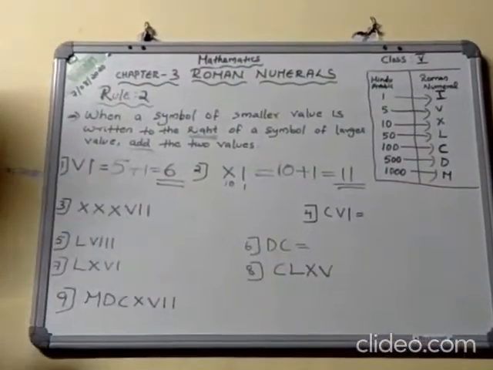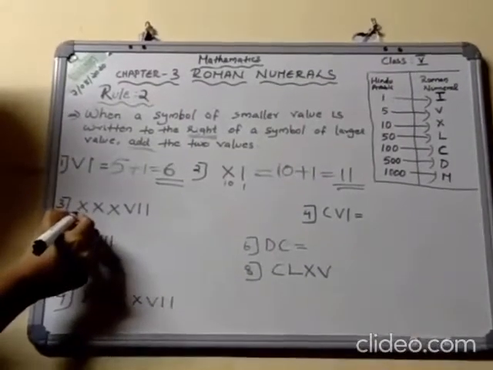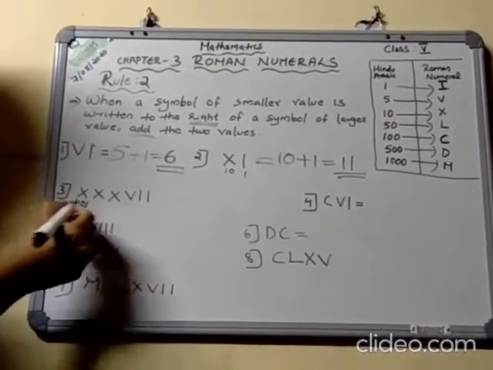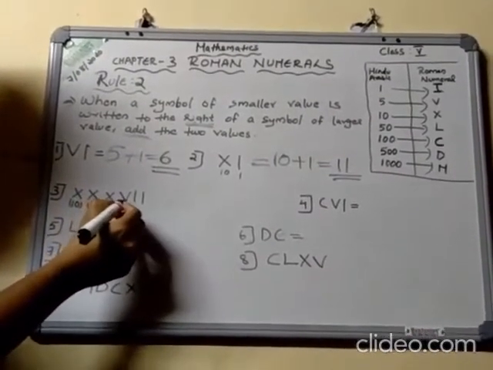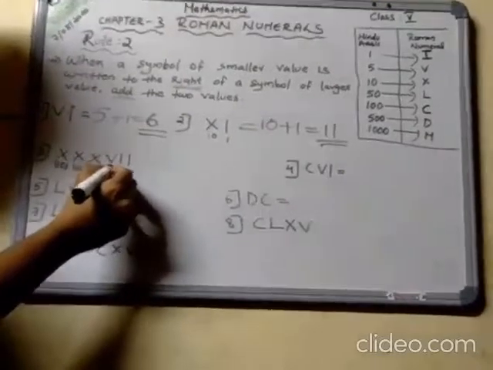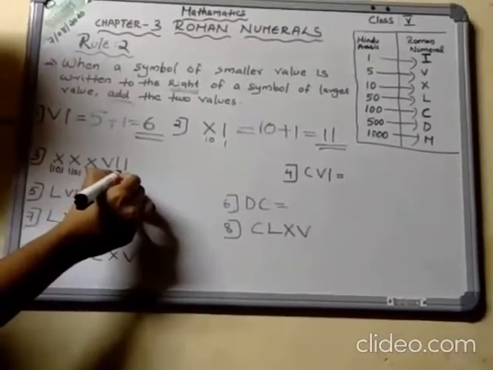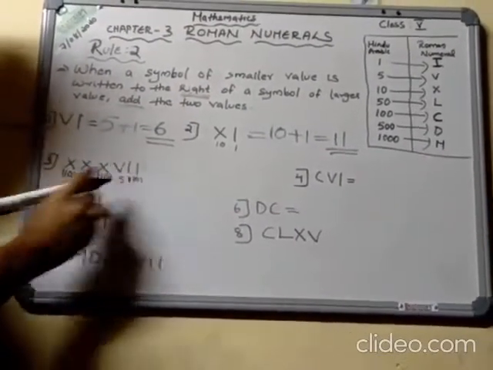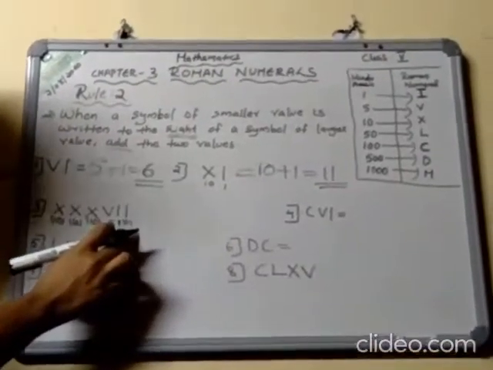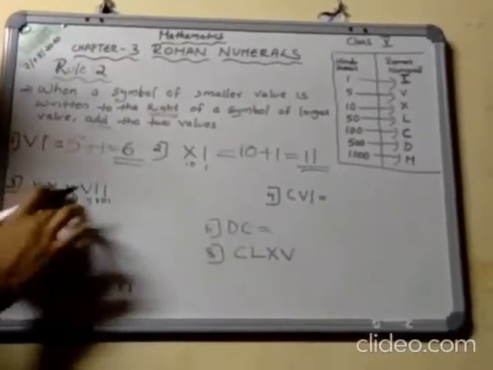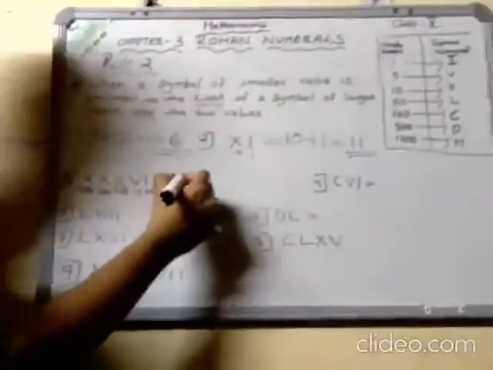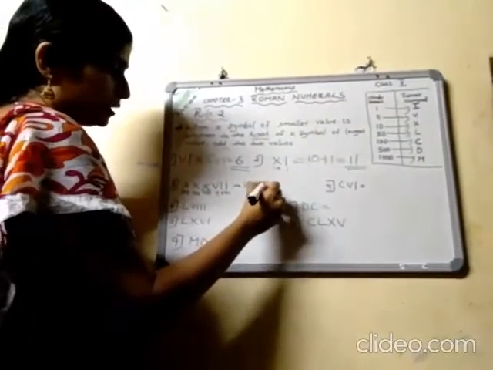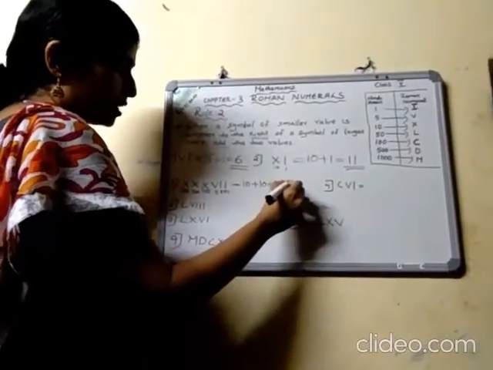Now see the third question. This is the Roman letter representation of which number? X represents 10. This is also 10. This is also 10. What does V represent? V represents 5. This one represents 1 and this represents 1. And the smaller values are placed to the right of the larger value. So what do we have to do? We have to add 10 plus 10 plus 10 plus 5 plus 1 plus 1.